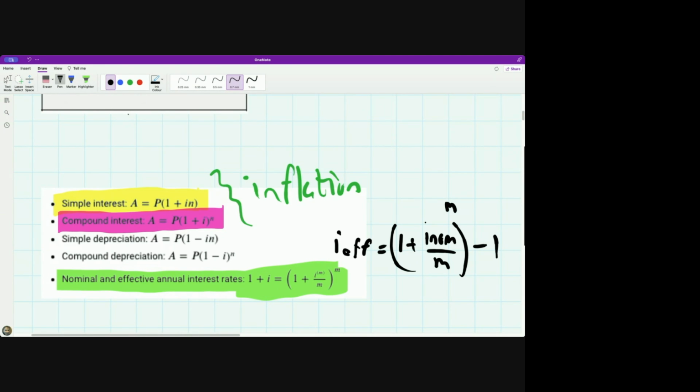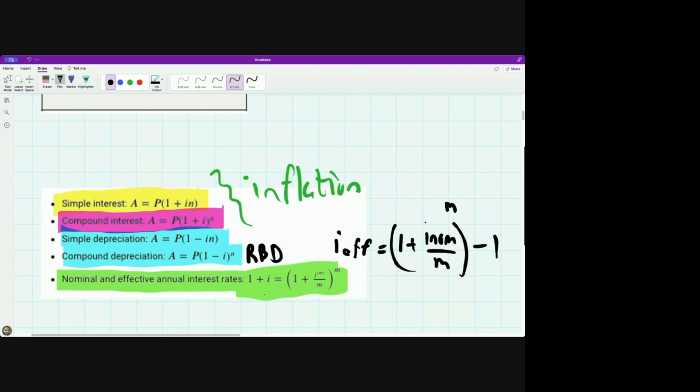Then, what is the main focus for this week? The main focus for this week is depreciation, or negative interest, or the loss of value. And we have something called simple depreciation, which looks a lot like the simple interest formula, except there's a minus. And then we have compound depreciation, and some textbooks call this reducing balance depreciation, or RBD.